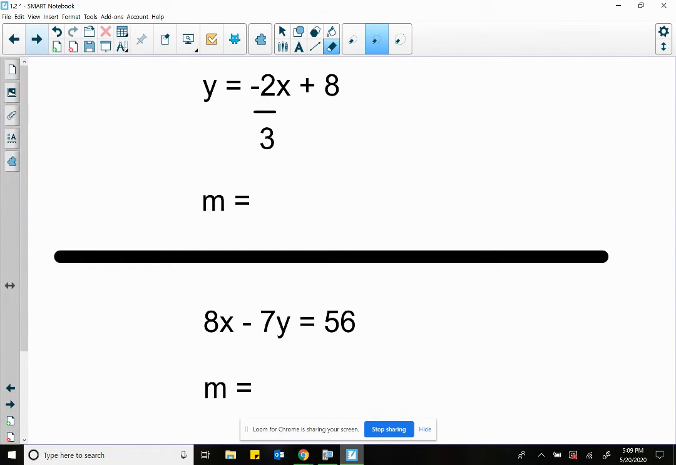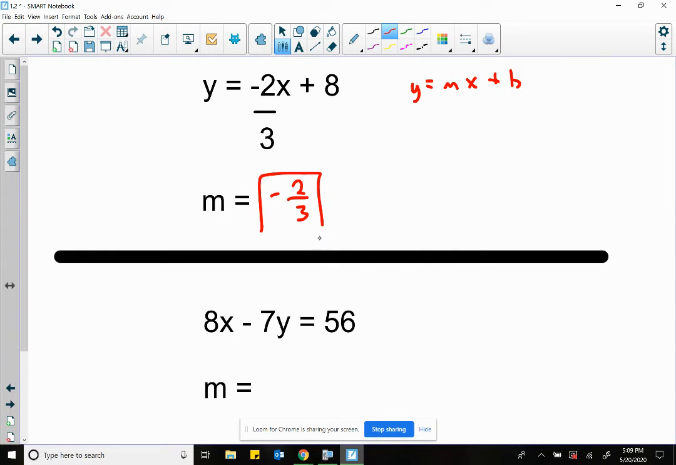Okay. So up here, hopefully you notice that this is slope-intercept. y equals mx plus b. This is the easiest form to find the slope in because the slope is m and it's right in front of x. So what is the number in front of x? Negative 2/3. Done. Okay? So if you're in slope-intercept, you're pretty much done. Just write the number down in front of x.